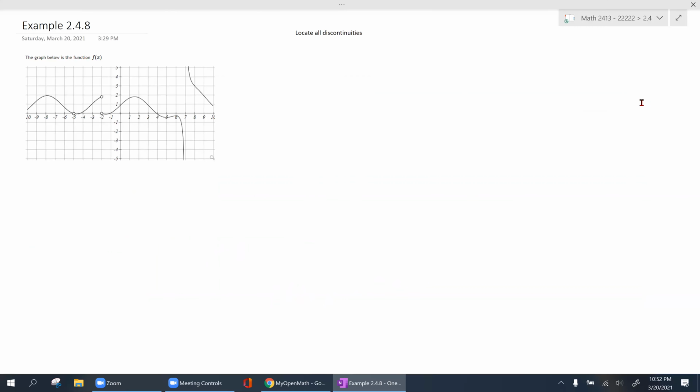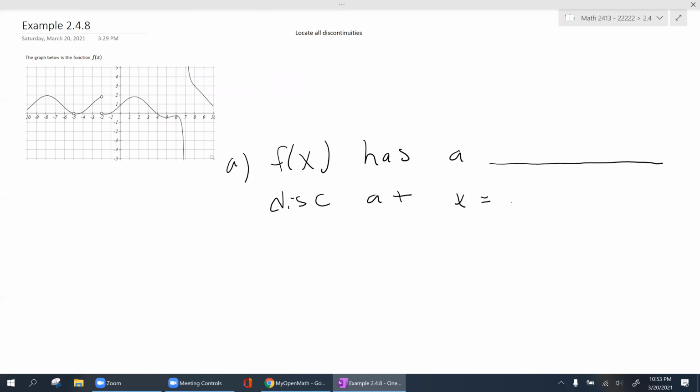I'm asked here to locate the type of discontinuities that I have. You're going to be given a graph like this, and let's start from left to right. I would say my f of x function has a discontinuity at, well, first let's label. What type of discontinuity? Let's go ahead and locate this one.